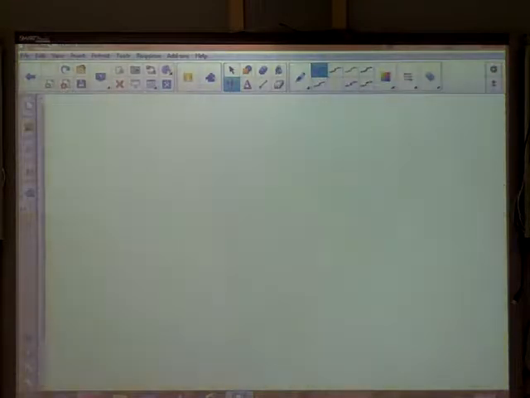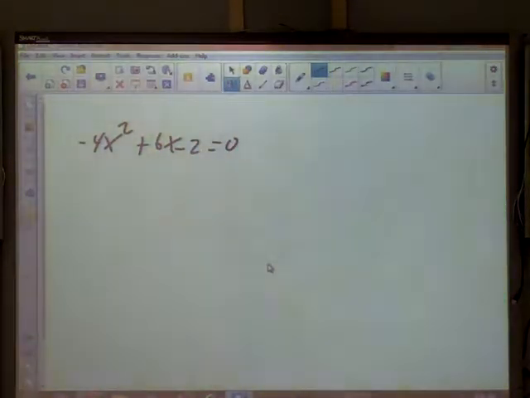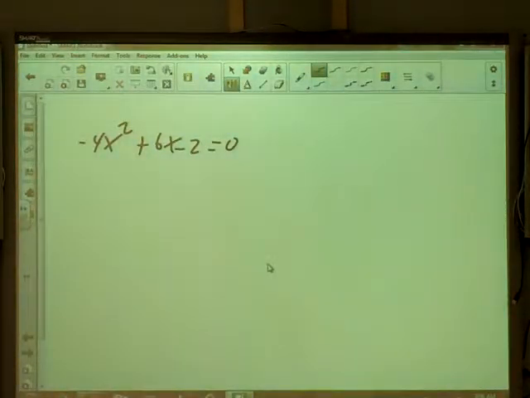Negative 4x squared plus 6x minus 2 equals 0. You could divide that all, since they're all evens, by 2 or negative 2 to get smaller numbers. I got some people in some of my classes that like to do that. You could do that, but 4 and 6, that's not too big, so I just kept it as it was and worked it that way.